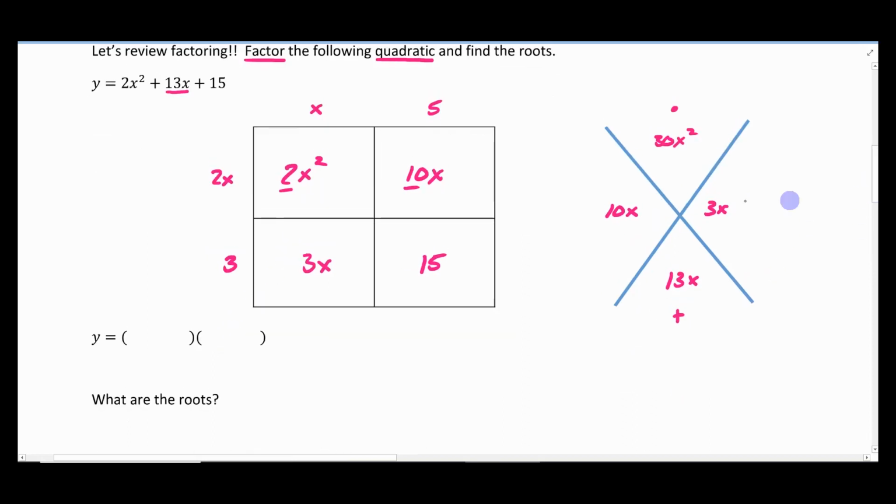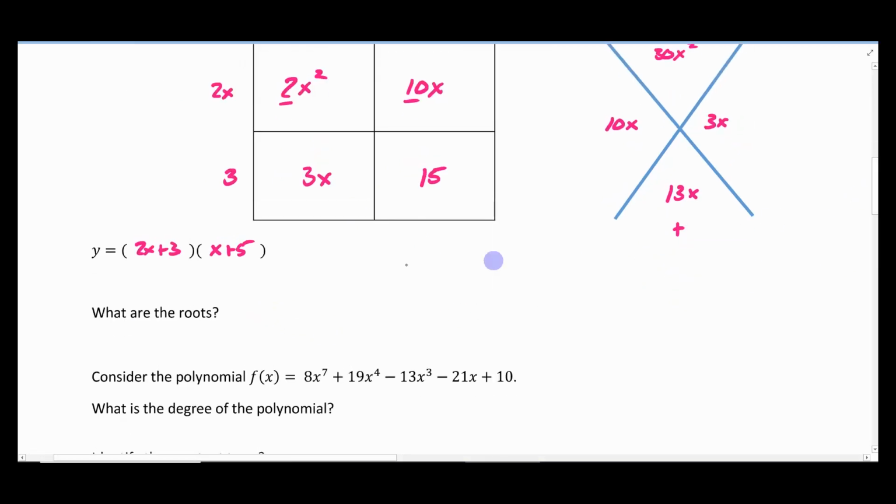Now if we look at the sides here, we can see our factors. We've got a 2x plus 3 going down the side of the box, and an x plus 5 going across the top. So now we want to figure out what the roots are. Remember, the roots are the values of x that make either of the factors 0. This one's really easy to see. We know this one is an x plus 5, so if I put a negative 5 in here, that would create a 0.